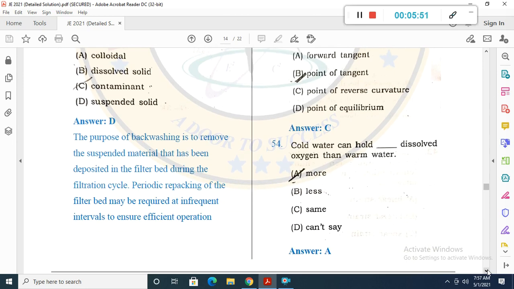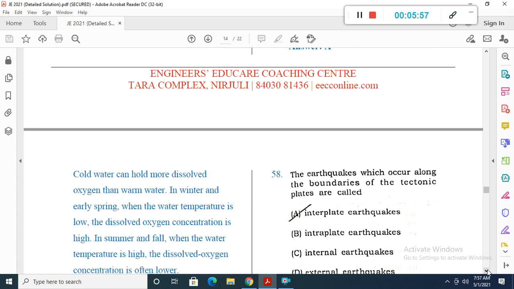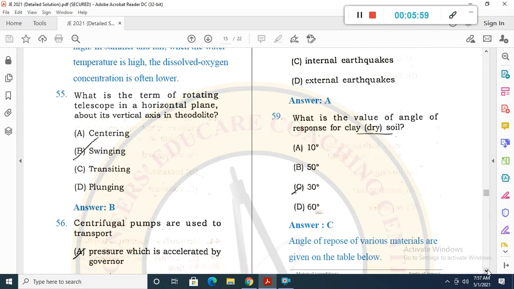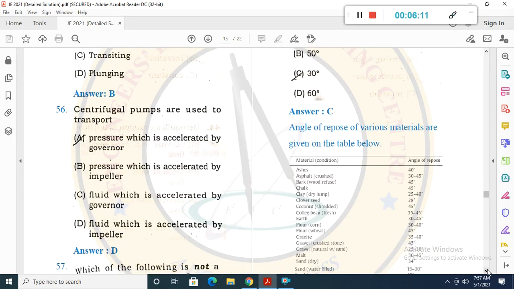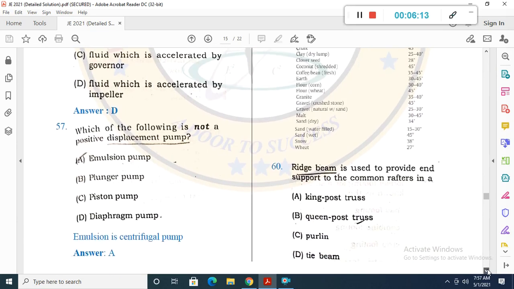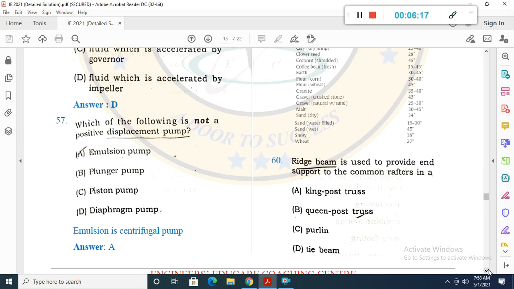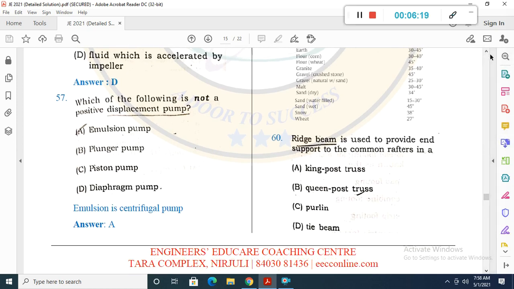Question number 54. Cold water can hold more dissolved oxygen than warm water. So the answer is more. Question number 55. What is the term for rotating a telescope in a horizontal plane about its vertical axis? So it is swinging. Question number 56. Centrifugal pumps are used to transport, option D, fluid which is accelerated by an impeller. Question number 57. Which of the following is not a positive displacement pump? So it is option A, centrifugal pump.